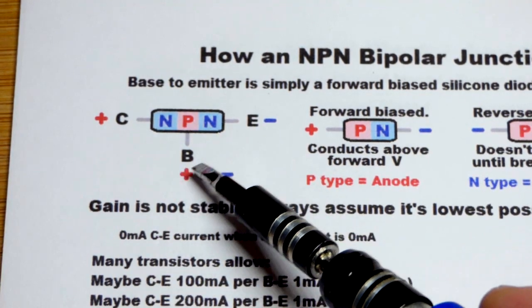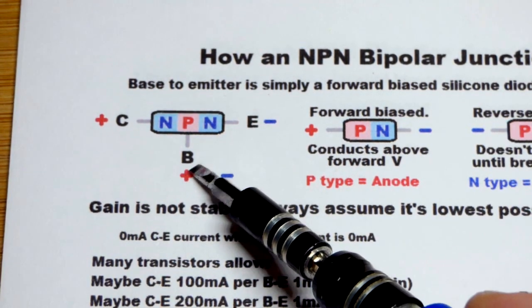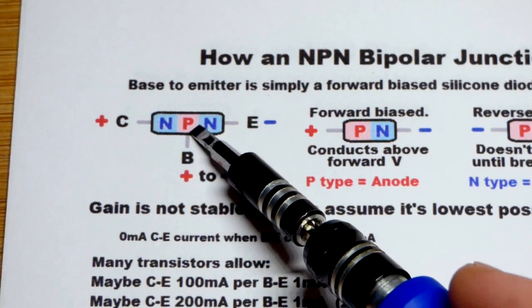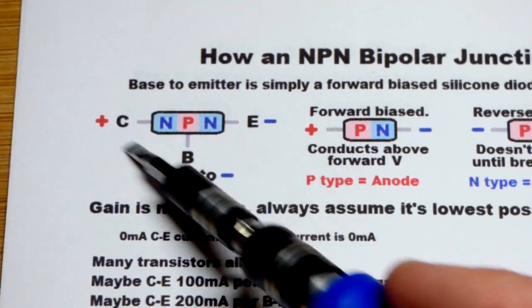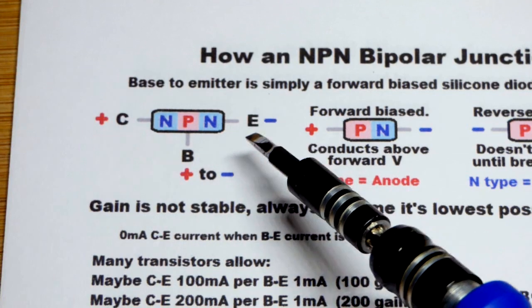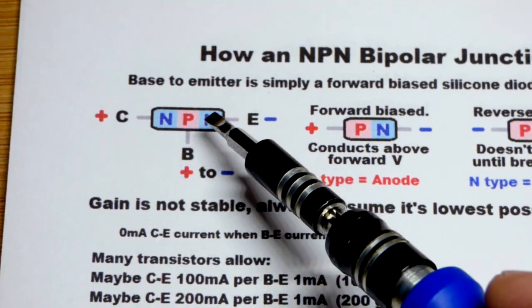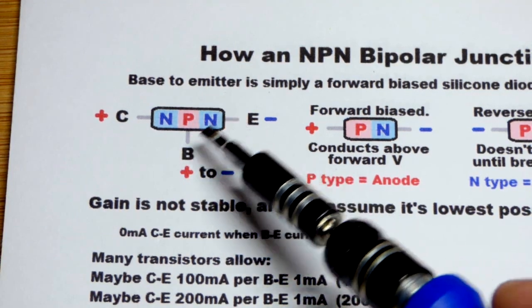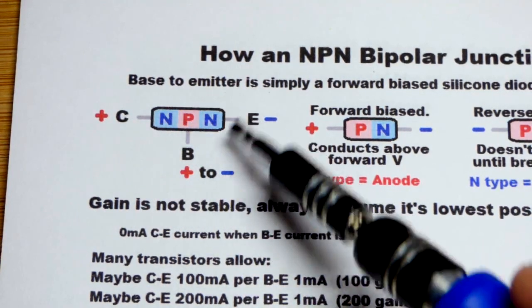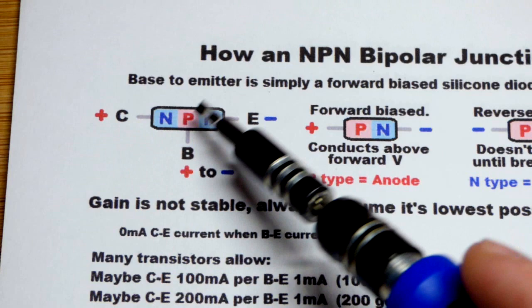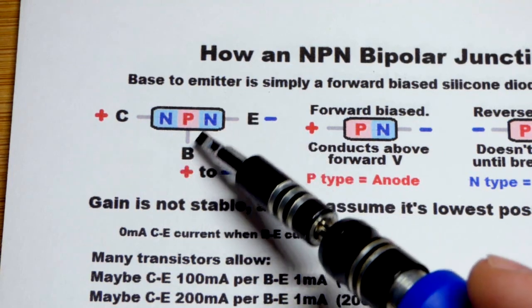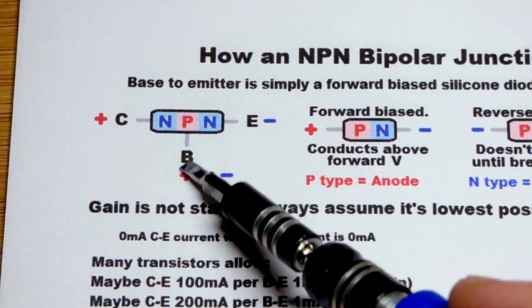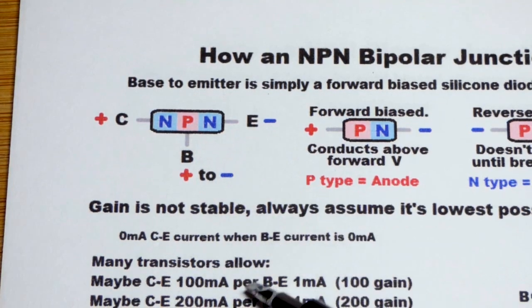So there's a couple currents. That's the first thing you want to keep in mind that we deal with. We have base to emitter current, and then we have collector to emitter current. And sometimes there's no current flowing at all. If there's current flowing from base to emitter, there's probably current going collector to emitter. But there's only collector to emitter current if there's base to emitter current. So first, let's talk about the base to emitter current.